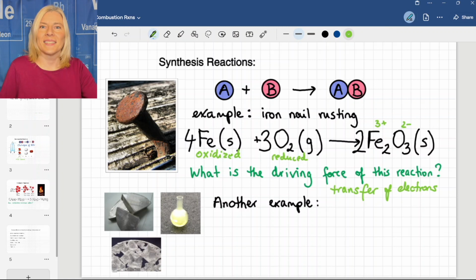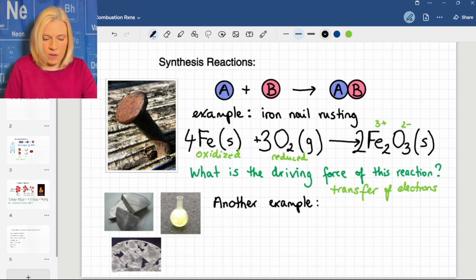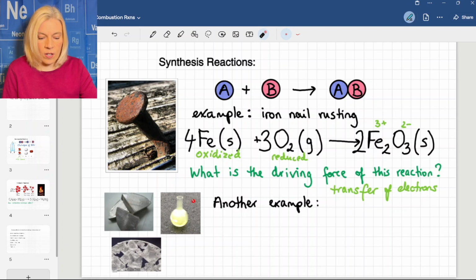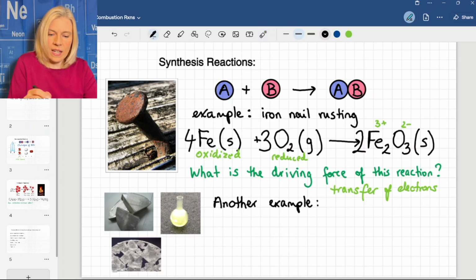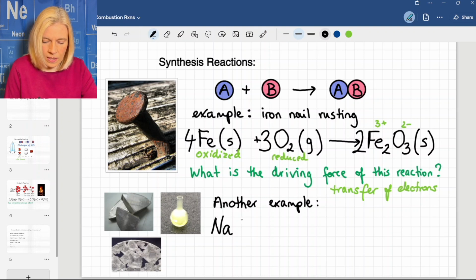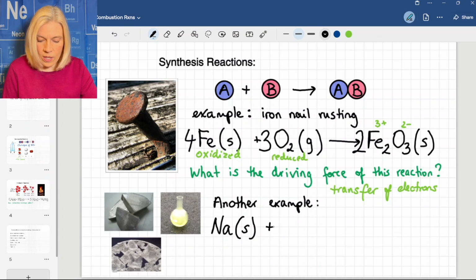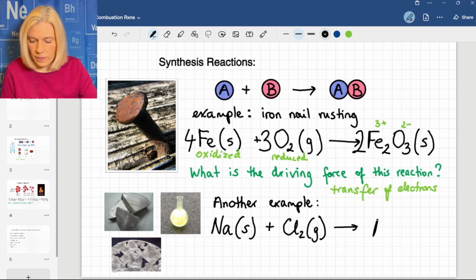All right. Okay, let's go to another example. And we have a picture. Here we have sodium metal, which is a very, very reactive silvery-colored metal. And we have chlorine gas. Yellow gas, poisonous, and together they form table salt, which, well, tastes great. So let's write this reaction. So we have sodium solid reacts with chlorine gas to form sodium chloride, and that will be a solid.